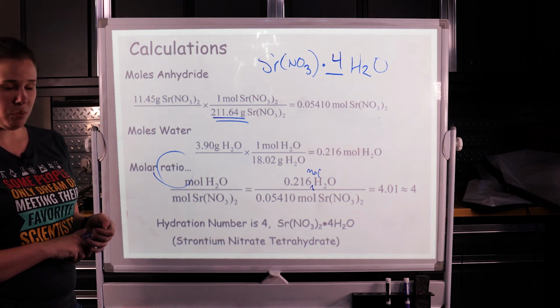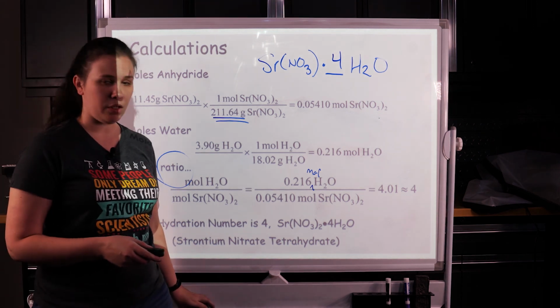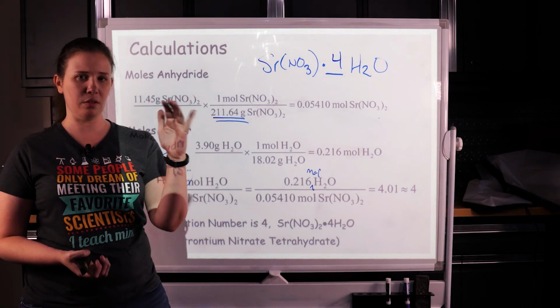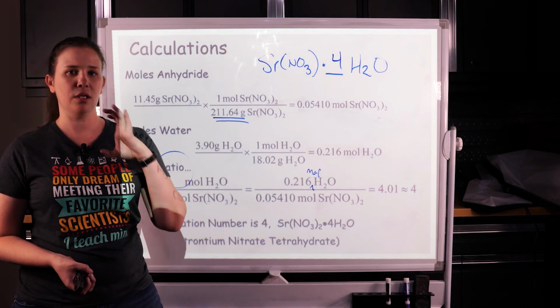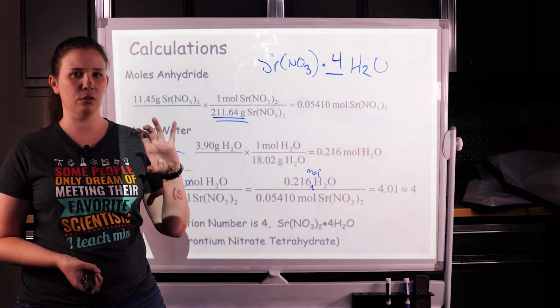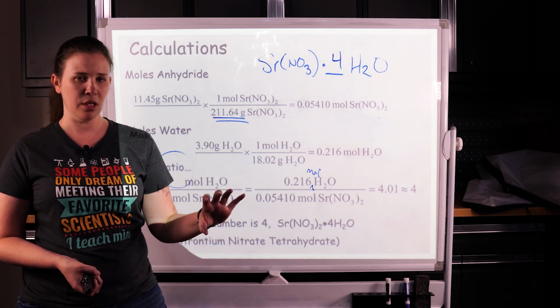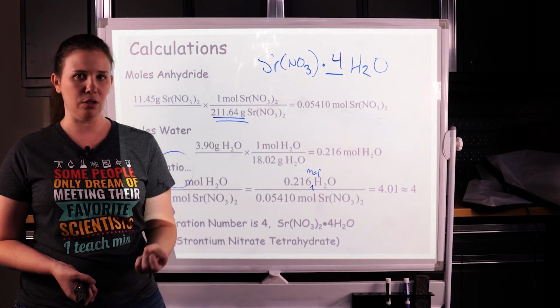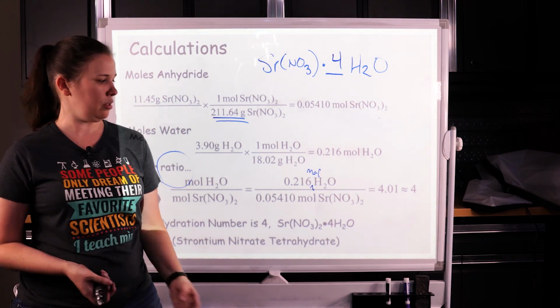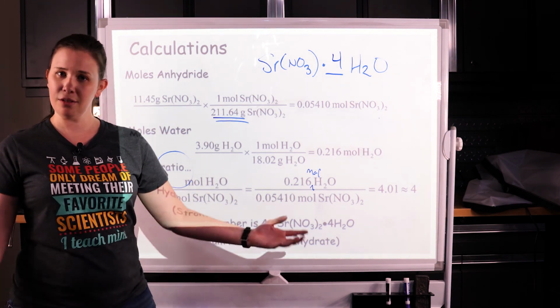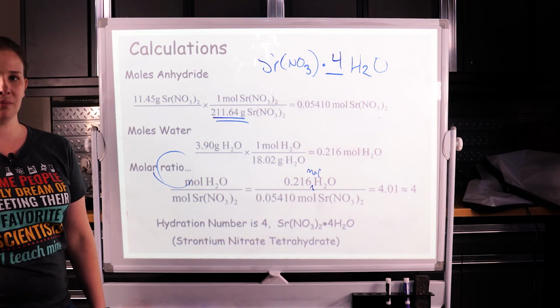So just to recap the steps one last time. First, you've got to subtract your constant mass from your initial mass to get your water. Then you take your anhydrate and your water, you convert them from grams to moles, and then you do that ratio of water per anhydrate. That's going to give you our hydration number, and then you've successfully completed the lab.